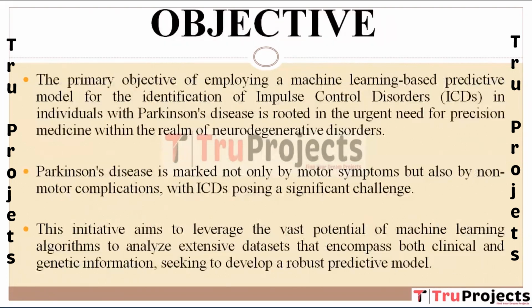So now coming to the objective part. The objective of this project is to deeply connect it to the pressing requirement for precision medicine in the field of neurodegenerative disorders. Parkinson's disease is characterized not only by motor symptoms but also by non-motor complications, among which ICD presents a notable hurdle. This endeavor seeks to harness the considerable capabilities of machine learning algorithms to scrutinize extensive datasets encompassing both clinical and genetic data with the aim of constructing a resilient predictive model.